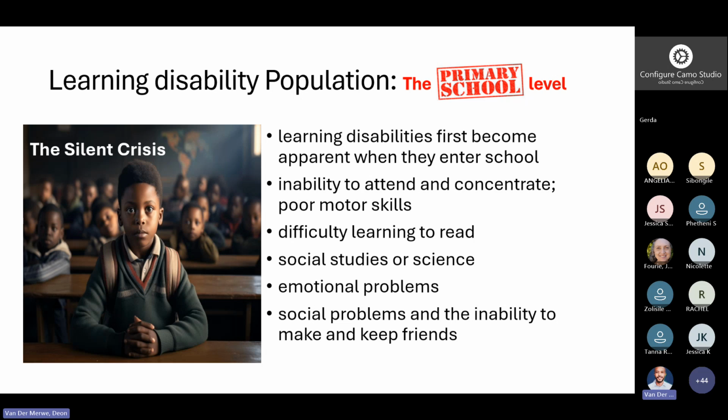For example, I think it was in 1984, they divided them into two. And that was developmental learning disabilities, as well as academic learning disabilities.